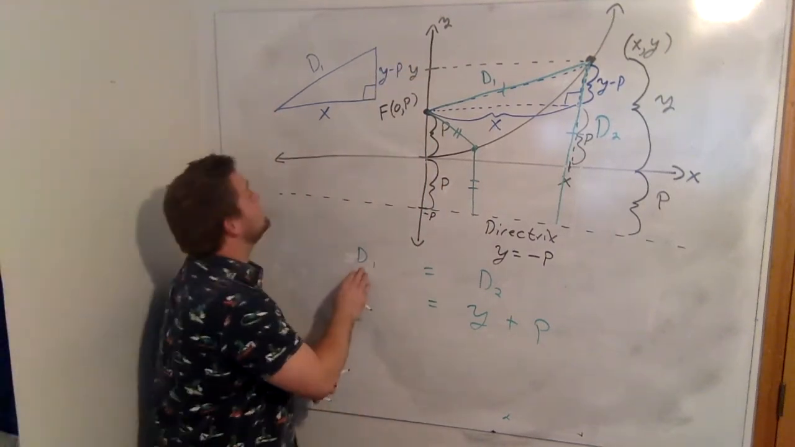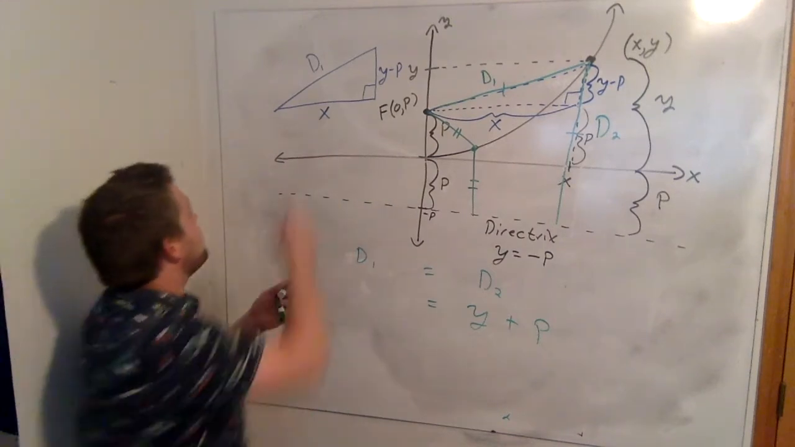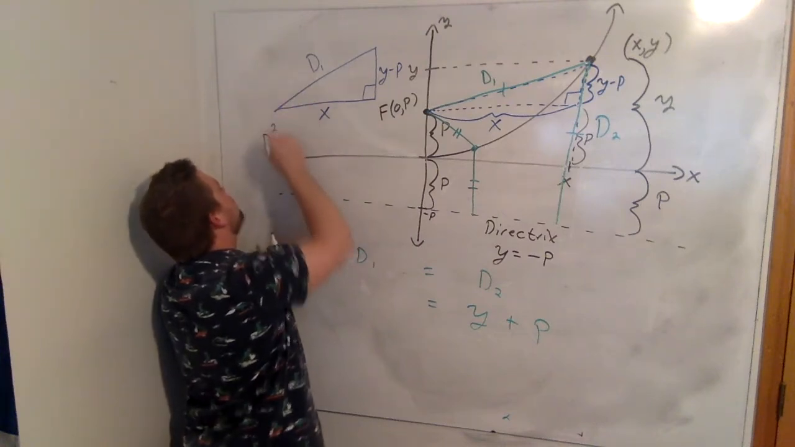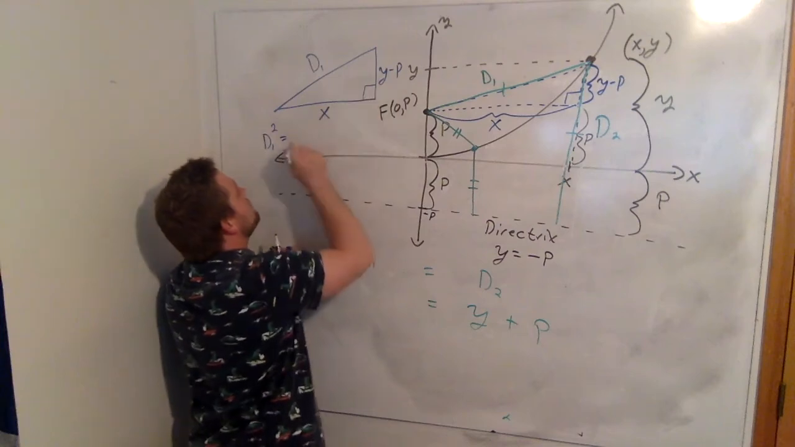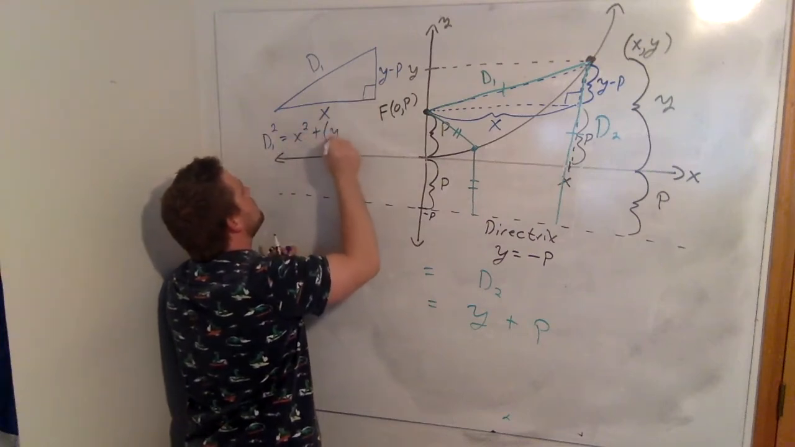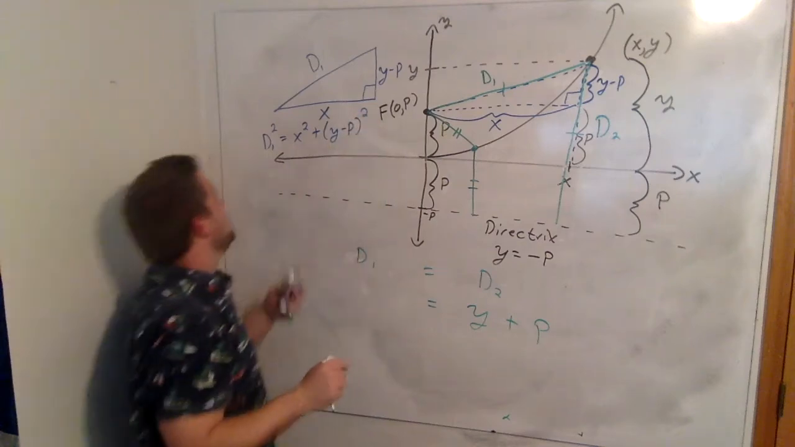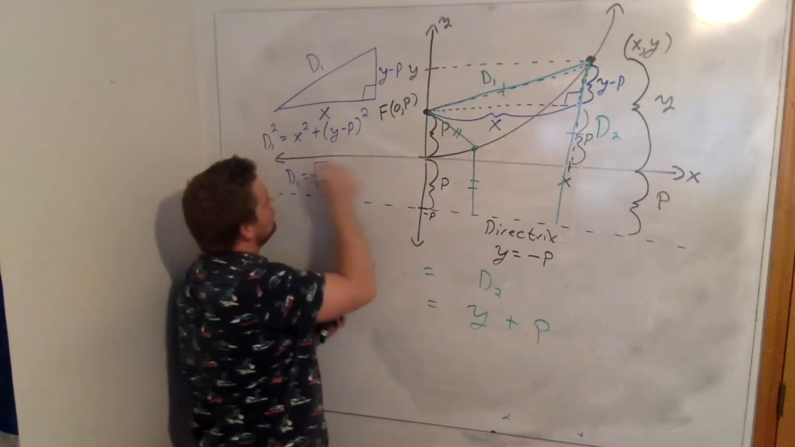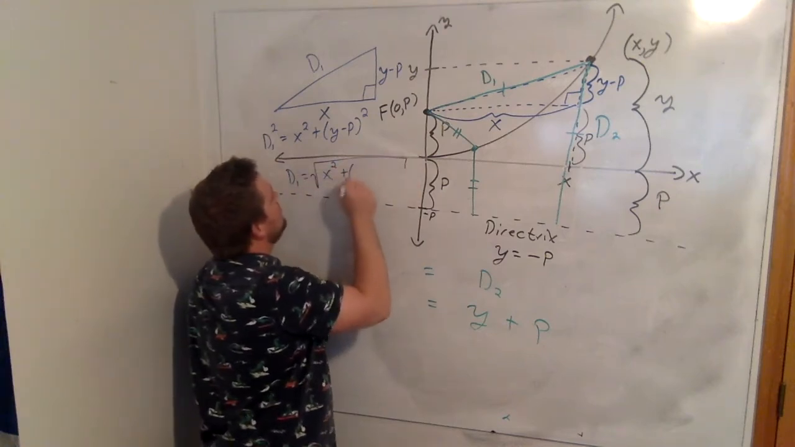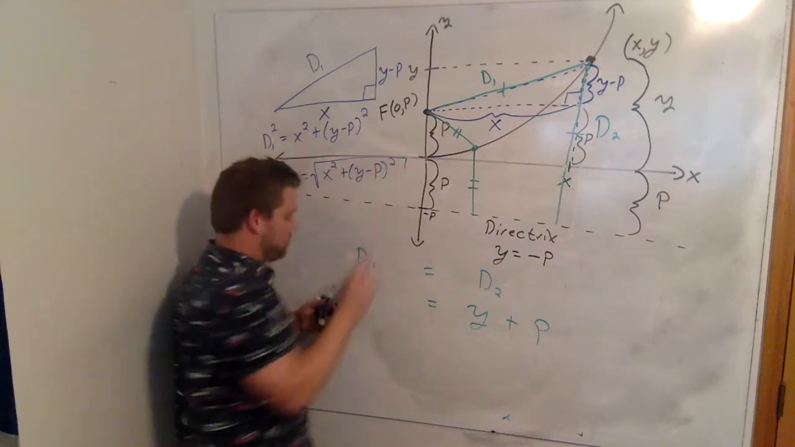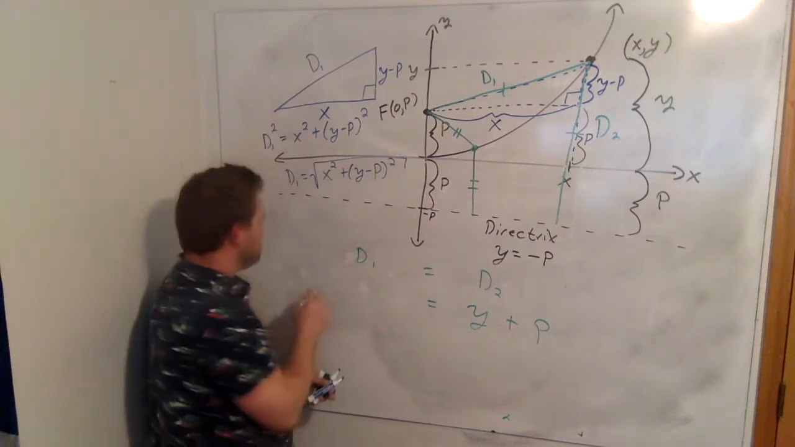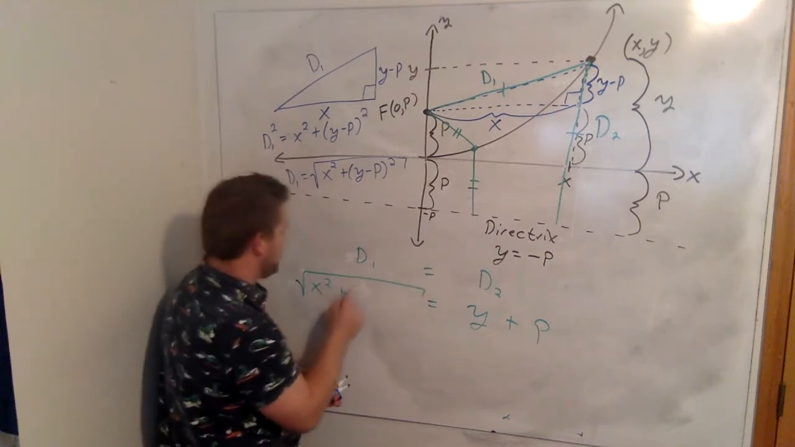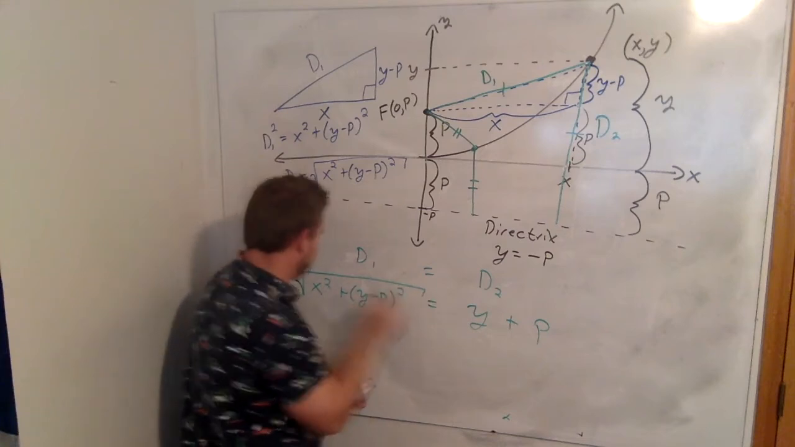Now if we want to know the distance, we'll just use the Pythagorean theorem. What's the Pythagorean theorem say? It says that the square of the hypotenuse is equal to the sum of the squares of the legs. But we just want to know what D1 is, so we'll square root both sides. D1 will be equal to the square root of x squared plus y minus p squared. And that's what we're going to put right here.